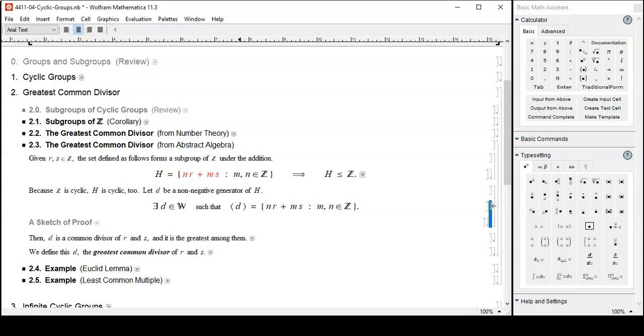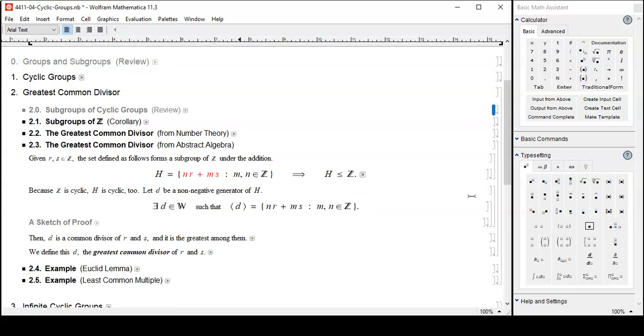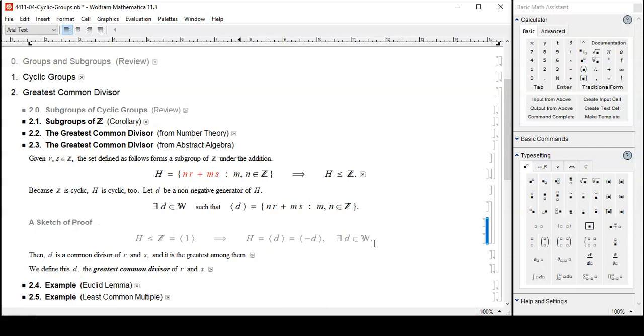It must have a generator, yes. That's coming from this subgroup of a cyclic group, so it's cyclic, so it must have a generator. But then again, does it have to be non-negative? Yes, because of this observation.